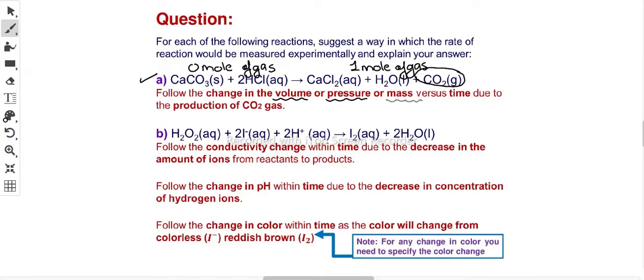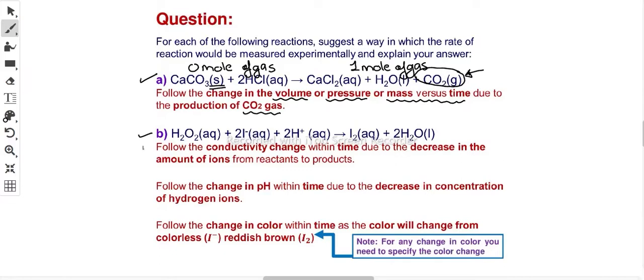You can also go through the mass versus time. Why the mass? As I told you previously, we have a solid and we have carbon dioxide, which is produced. So yes, you can go through the mass versus time, and all of these different methods can be used because of having carbon dioxide. Now I have B. Hydrogen peroxide plus 2 iodide ions plus 2H+ form iodine and H2O. Here I have several ways that can also be used to monitor experimentally the rate of production of iodine or the consumption of hydrogen peroxide.